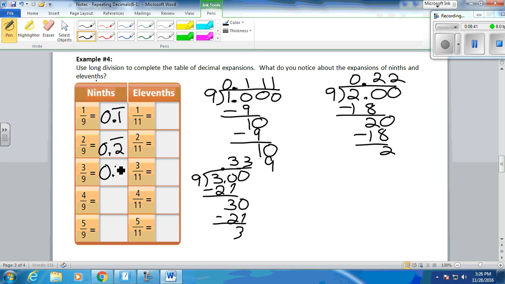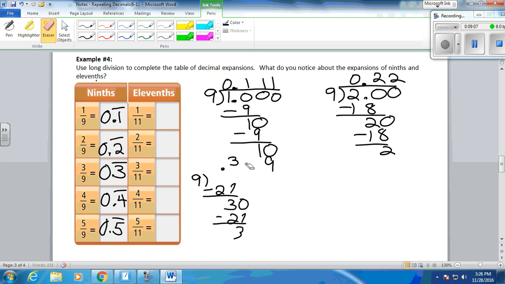So 1/9, with 1 in the numerator, gave me 0.1 repeating, 2/9 gave me 0.2 repeating, 3/9 gave me 0.3 repeating, so I'm going to say that 4/9 gives me 0.4 repeating, 5/9 will give me 0.5 repeating. If you have a 9 in the denominator, then it's going to be a repeating decimal, and it's just the numerator repeating.